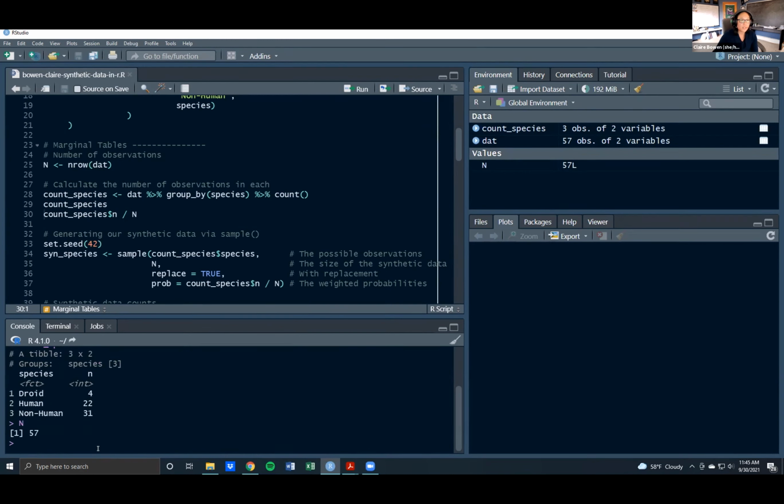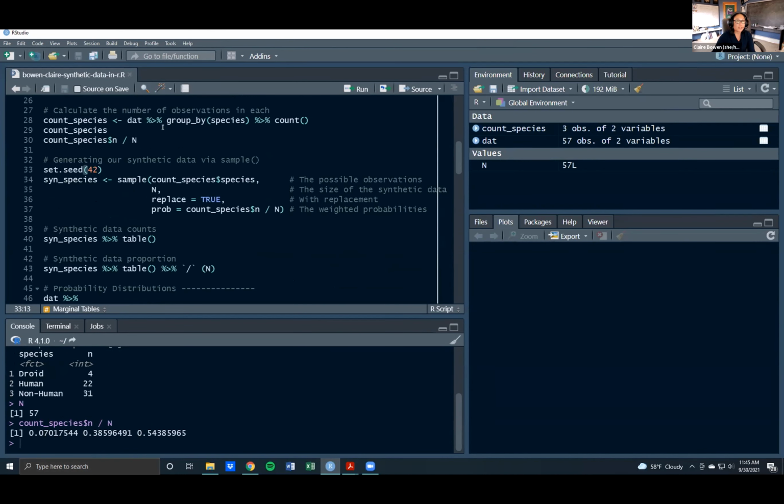There's a total of 57 observations. All right, so we're going to look at the proportions of these because we're going to do this using the sample function. So we see that this is roughly the proportions of each of the species within the total. And I'm going to set the seed so that this is replicable here. And yes, I purposely use 42 for those who are Douglas Adams fans.